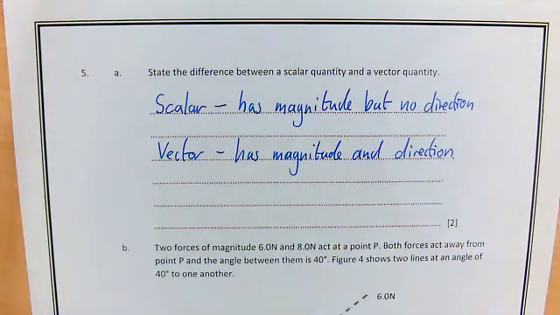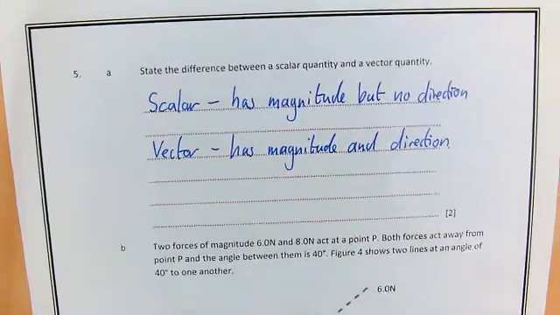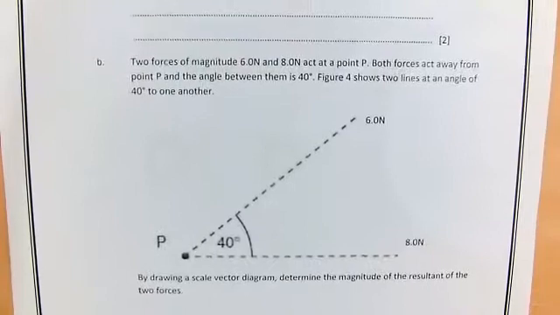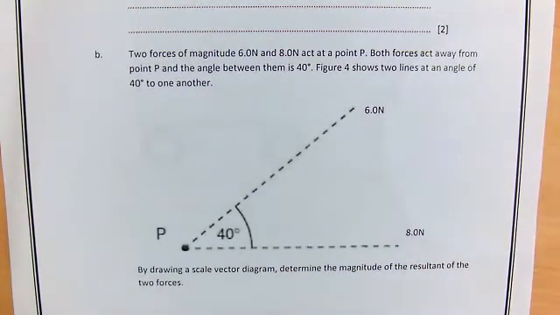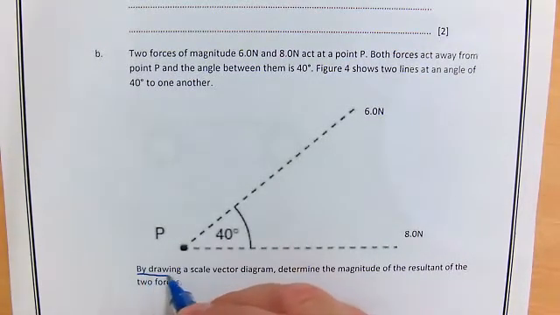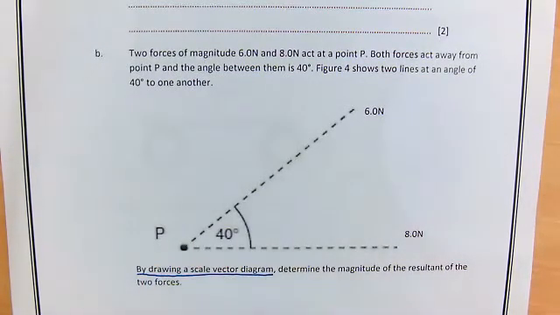What you need to do with this is, if you read the question carefully, it tells you you've got 2 forces, magnitude 6 newtons and 8 newtons, acting at point P, and both forces act away from point P, and the angle between them is 40 degrees. So what you're trying to do is work out the resultant. Now, some of you tried to use trigonometry. The question was very clear. It said by drawing a scale vector diagram.